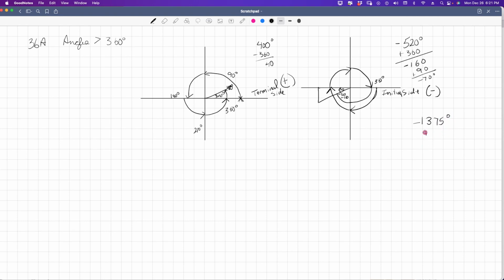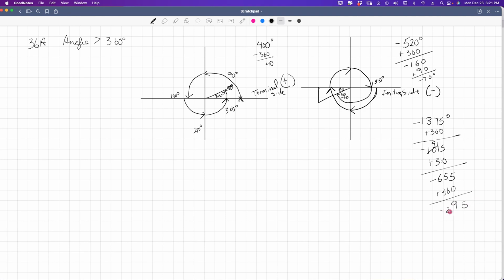So you would add 360 to this, and you would get negative 1015. Well, you would add another 360 to this to break that down even more. That would be negative 655. Then you would do it again. You would add 360 again for the sake of breaking it down even more, and that would be negative 295.